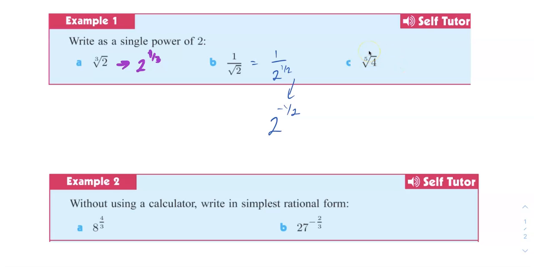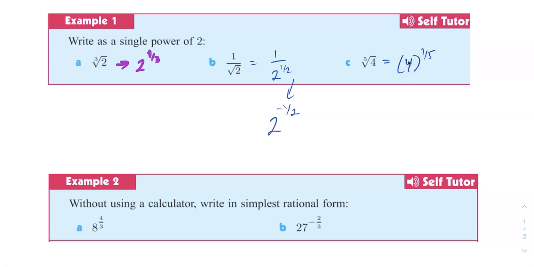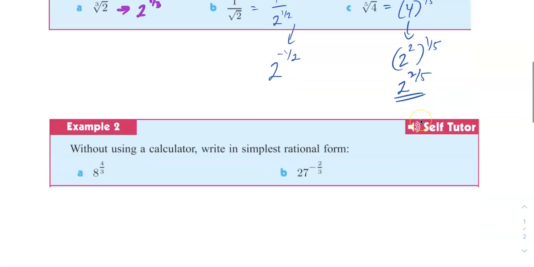Over here, I can write this as 4 to the 1/5, I guess. I'm not done yet, because remember, I have to rewrite this as a power of 2. So I'm going to write 4 as 2 squared, to the 1/5, also known as 2 to the 2/5. So 2 squared to the 1/5, you just multiply those exponents, and you get 2 to the 2/5. So that's all written as a power of 2.